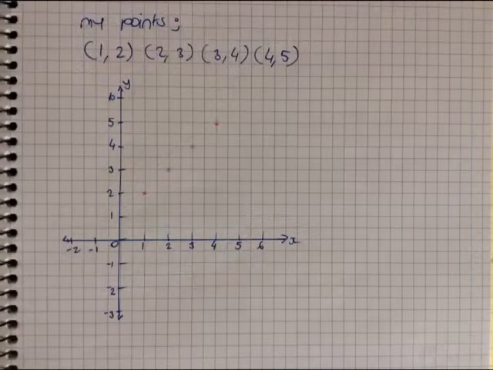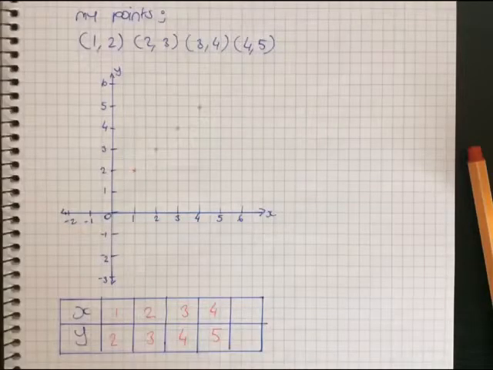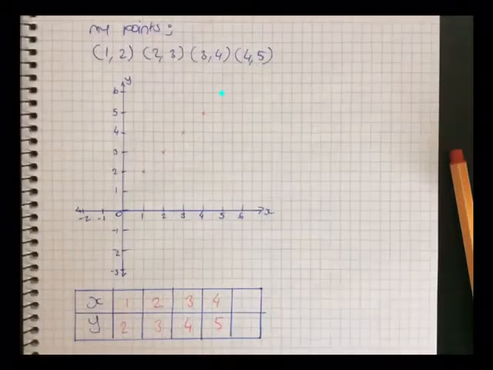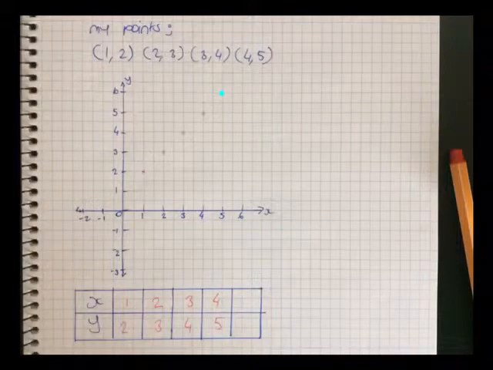These coordinates can also be presented in the form of a table, like such. Notice all that I did was input the x coordinates in the x row and write their corresponding y coordinates in the y row. We can use either the table or the graph to predict our next coordinate. Looking at the graph, what point do you think will come after 4, 5? Maybe this coordinate in blue.